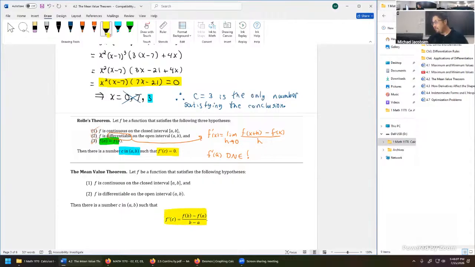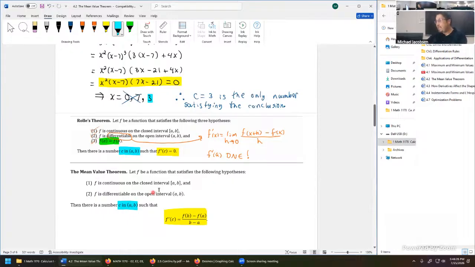F prime at c is f at b minus f at a divided by b minus a, where the a and b came from the closed interval at the very top. So there will be a number c in that interval. This part is verbatim the same as Rolle's theorem, and this is the change.